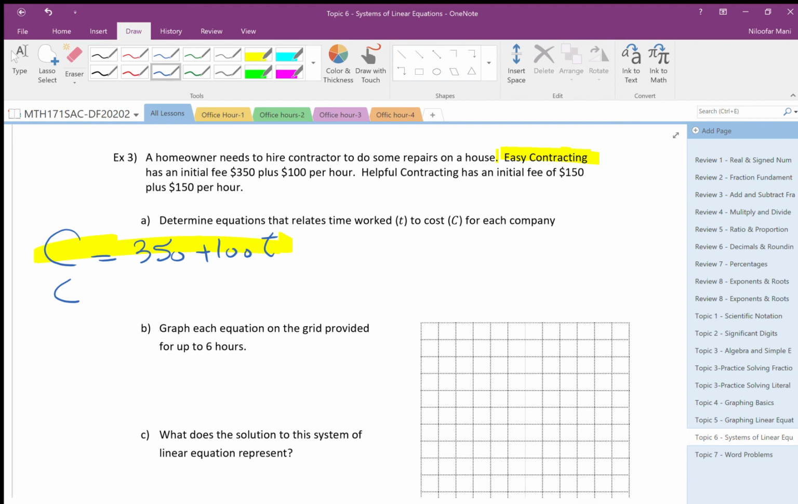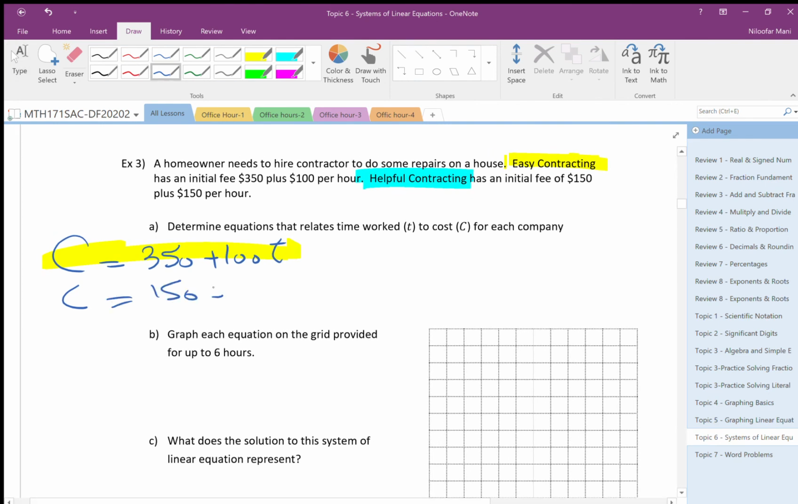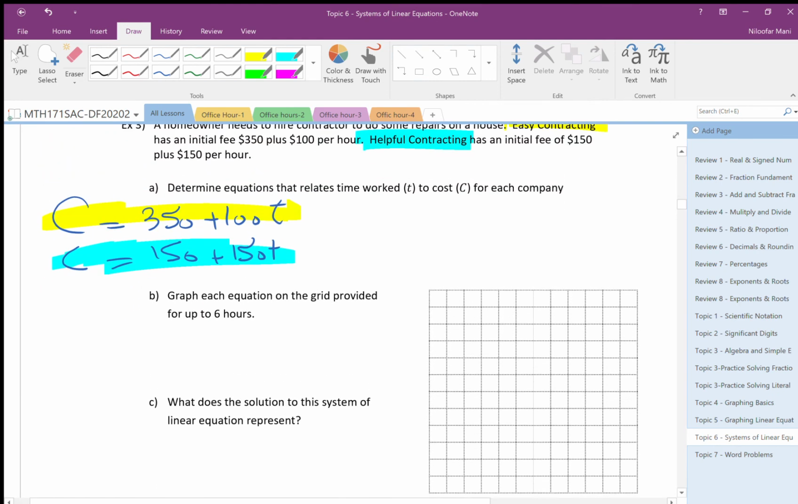The next one is helpful contracting. With helpful contracting you pay 150 at the beginning, but per hour you pay 150 as well. So you cannot say which one is beneficial unless you graph it and you see it. For one of them you pay more at the beginning but less per hour. For the other you pay less at the beginning but more per hour. So it depends on how many hours you have. Now you want to graph it.